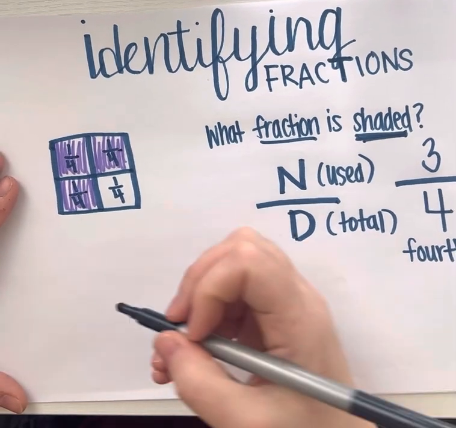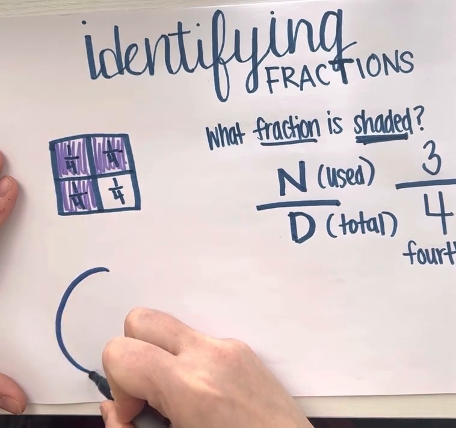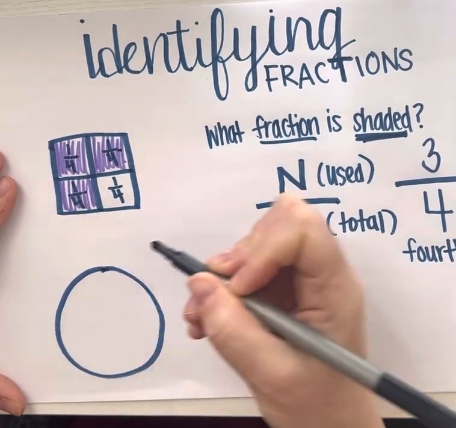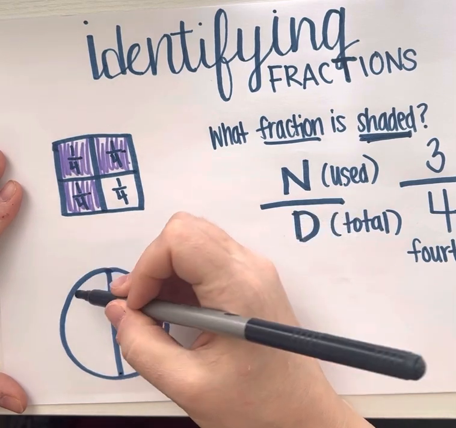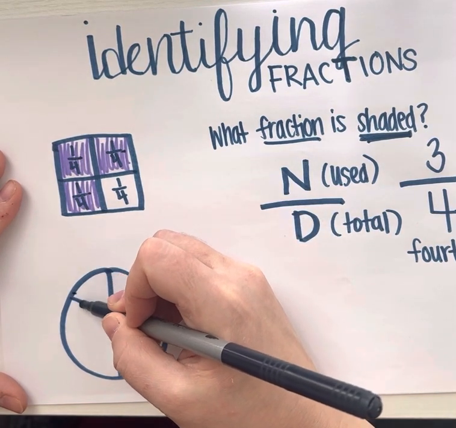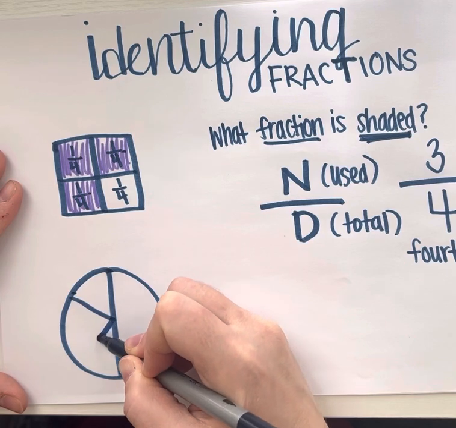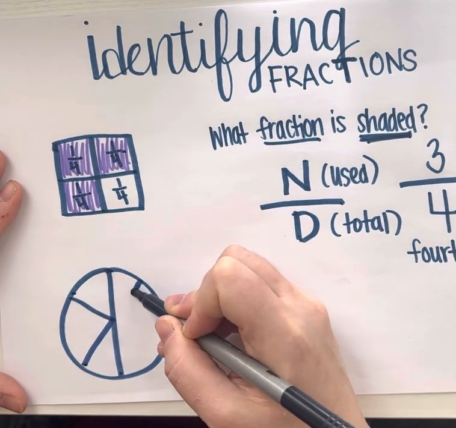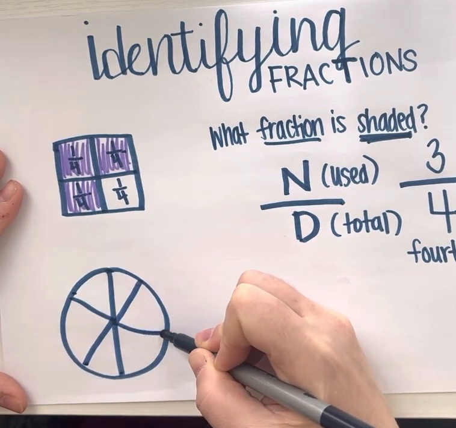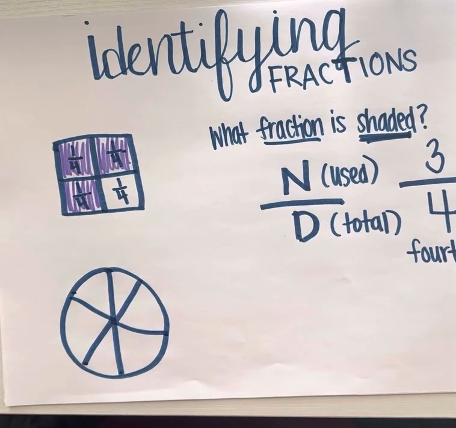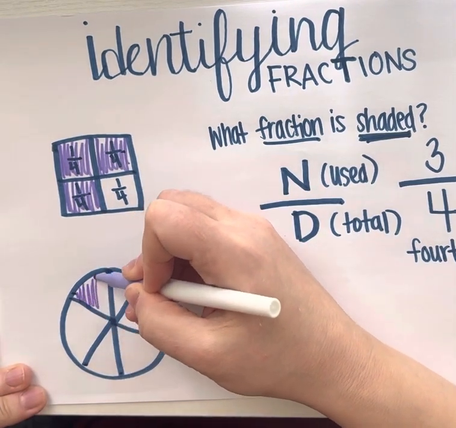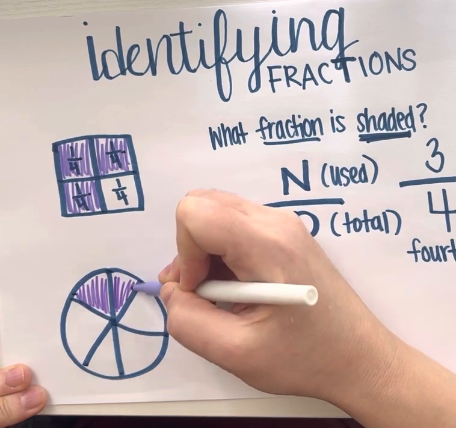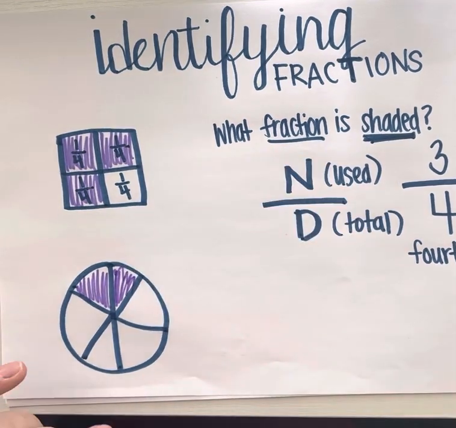Let's try another one. So let's say I have this circle. This circle is going to represent my whole. I'm going to try my best here to make it as equal as possible, because equal is very important with fractions. And I'm going to shade in. So not super equal, definitely could have done a little bit better.